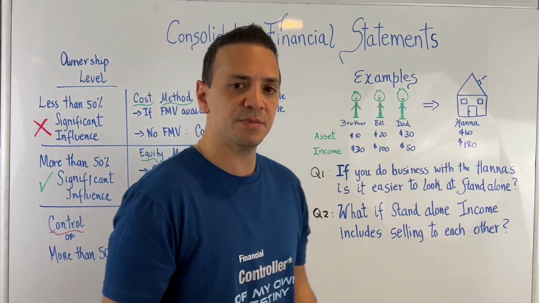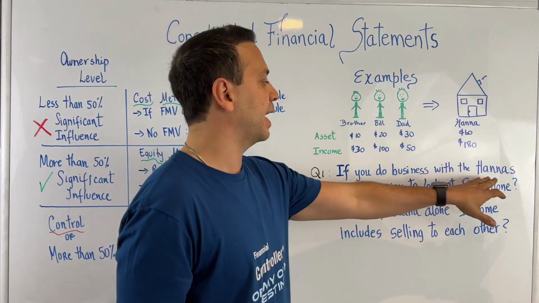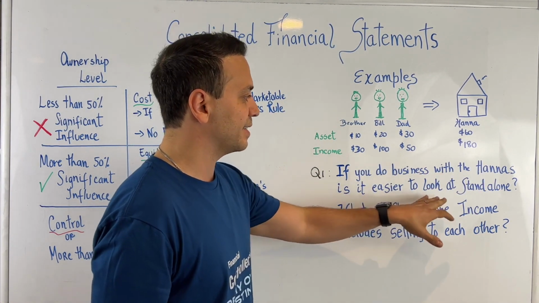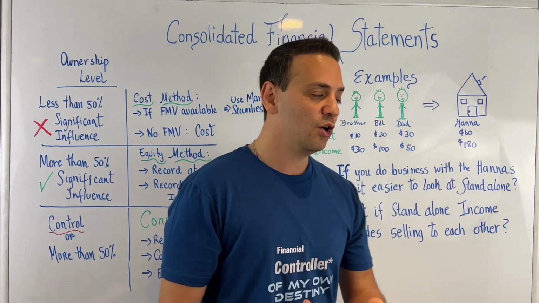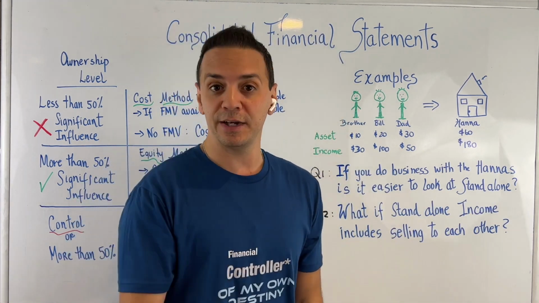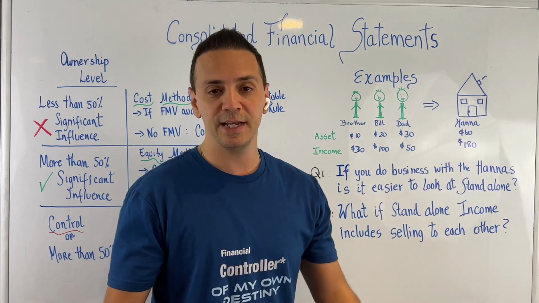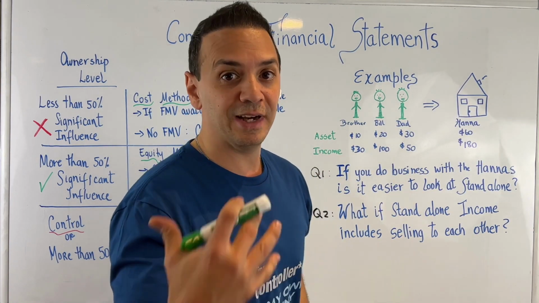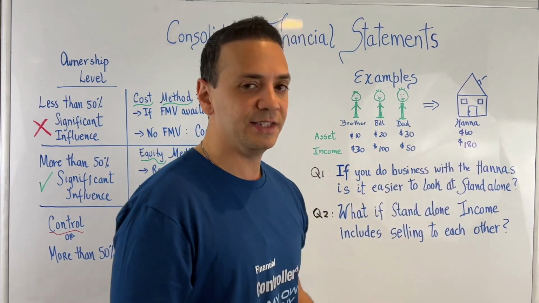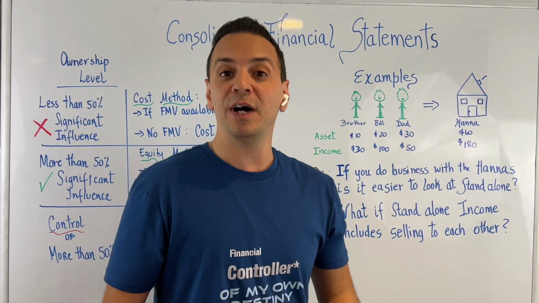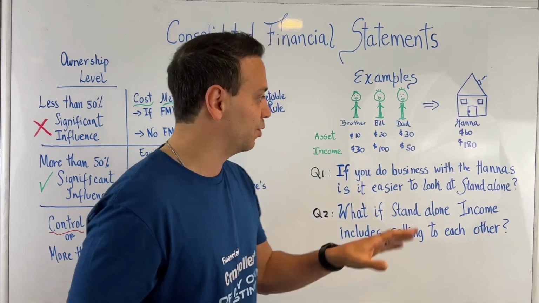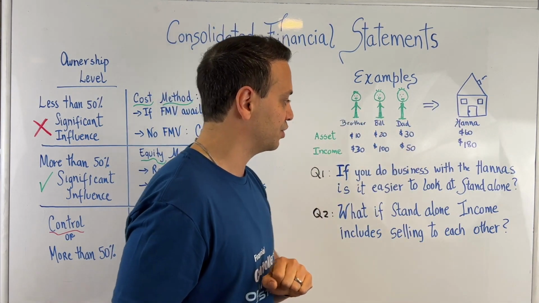So the first question that comes up is, if you do business with the Hannahs, is it easier to look at standalone financial statements, or is it going to be easier for you to look at a combined set of financial results for the whole household, right? And the answer is easy. It's easier for you to evaluate a business or a family in this case by looking at the combined results, right? That's going to be easier for you than looking at individual sets of financial statements.